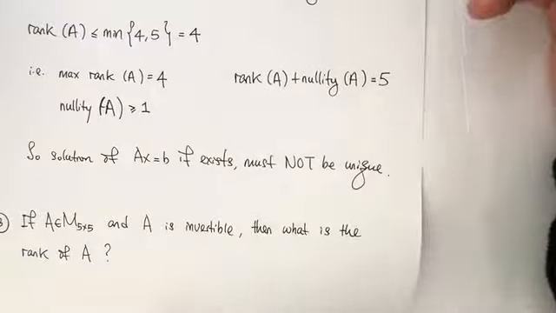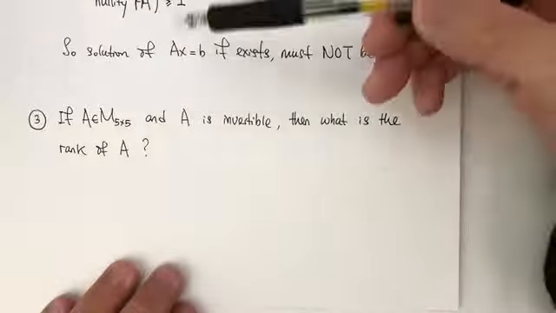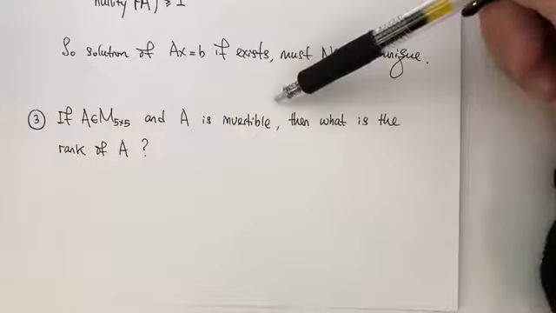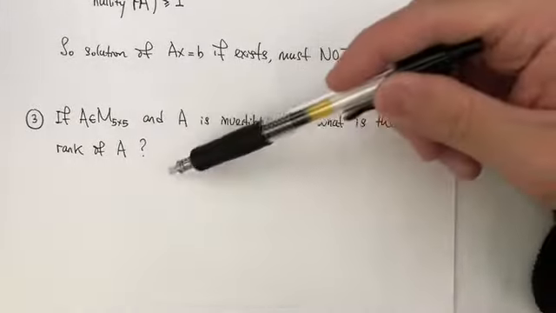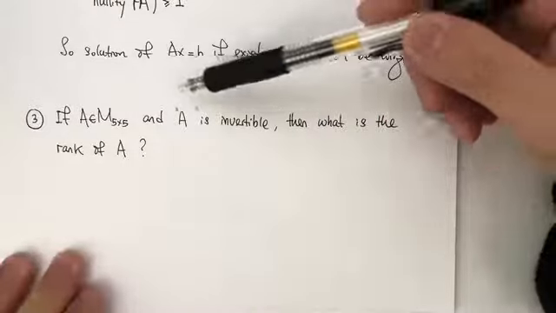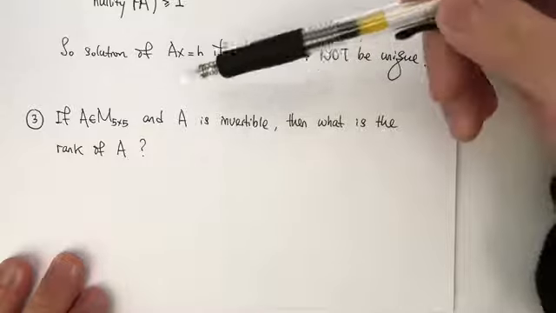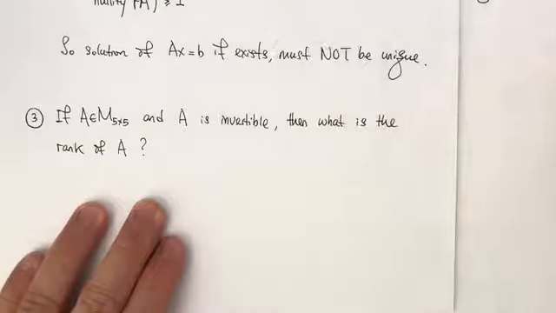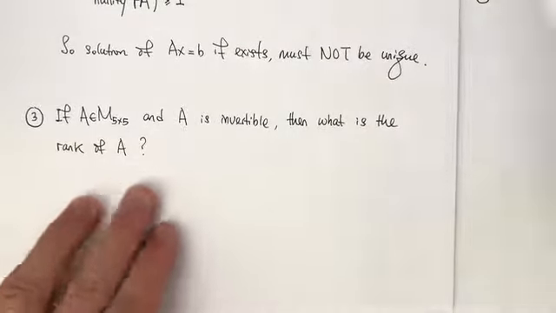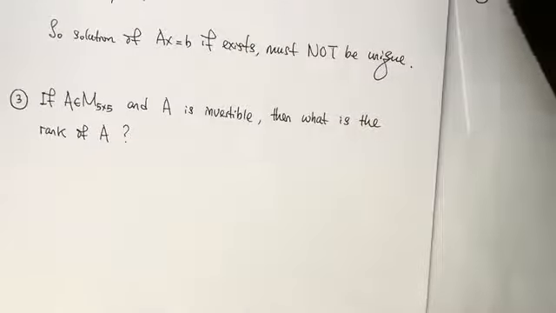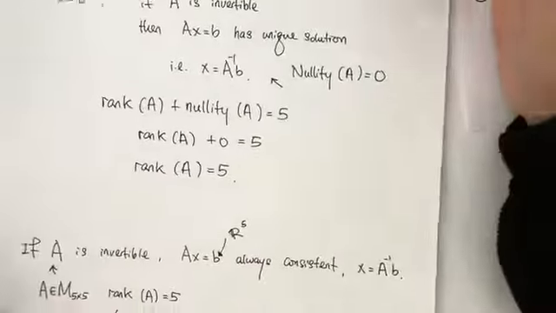Another question that we can answer is this: if you have a 5 by 5 matrix, a square matrix, and it is invertible, what is the rank of this matrix? I'm claiming that the rank has to be 5. This is what we call full rank. The reason is pretty simple.